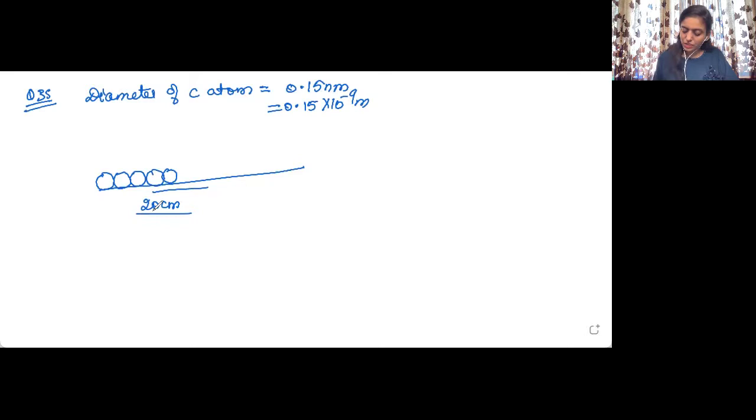Now, because the scale length has been given in centimeter, let us first convert this also into centimeter. So diameter will be equal to 0.15 × 10^-9 meter, multiplied by 100 centimeter upon 1 meter, because 1 meter is equal to 100 centimeter, I'm just multiplying and dividing this with the same quantity. So meter will get cancelled. It will be equal to 0.15 × 10^-7 centimeter. So this will be the diameter of carbon in centimeter.